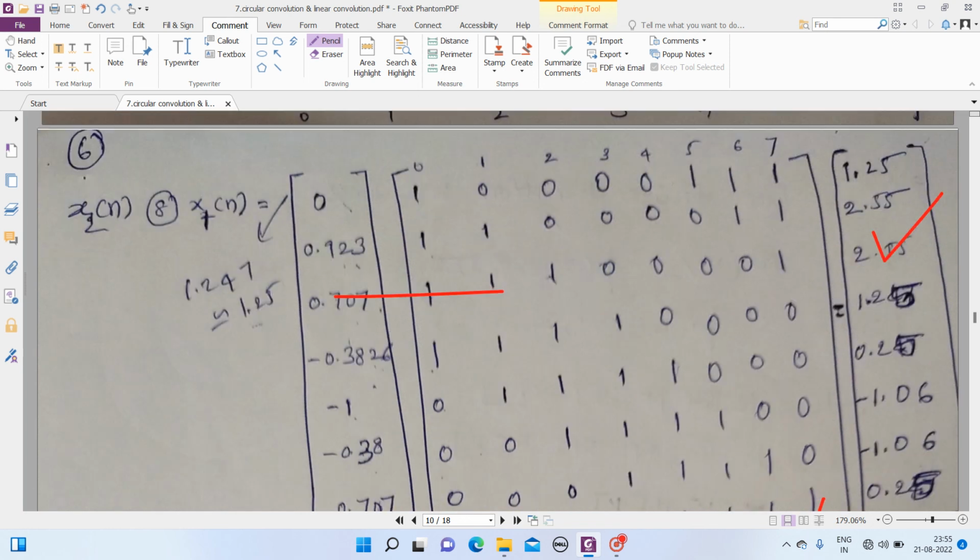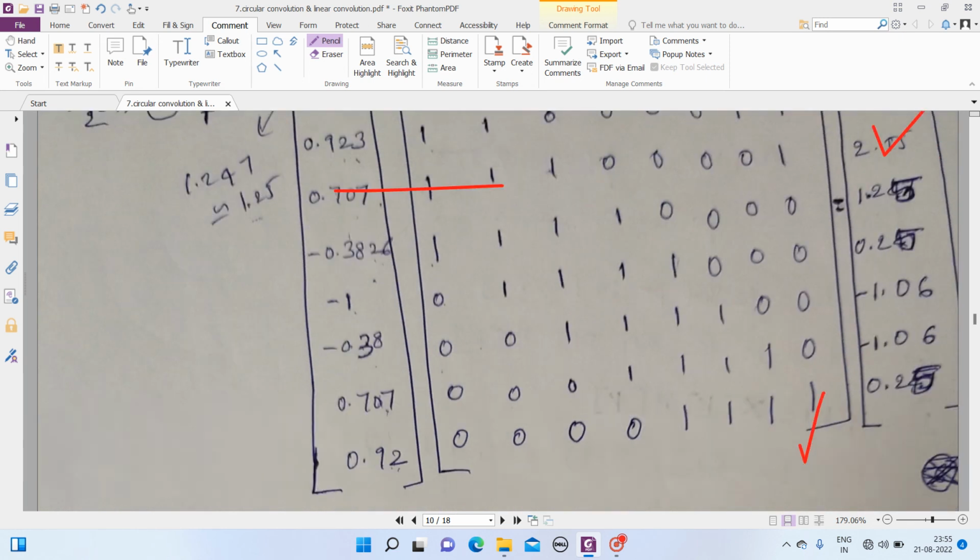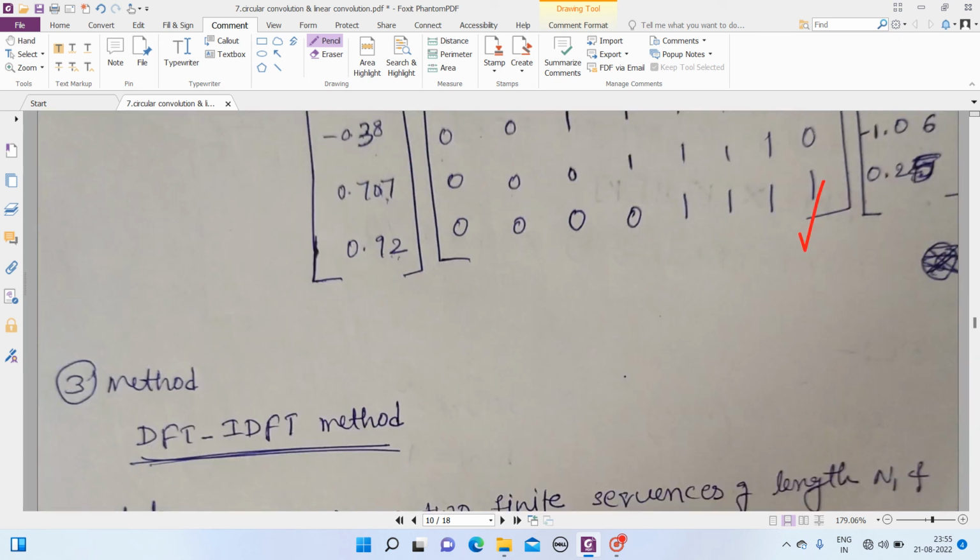Please solve this problem at your home. In the next video, we will discuss how to solve the circular convolution using the DFT and IDFT method. Hope you understood this problem, right? Matrix method based circular convolution problem.